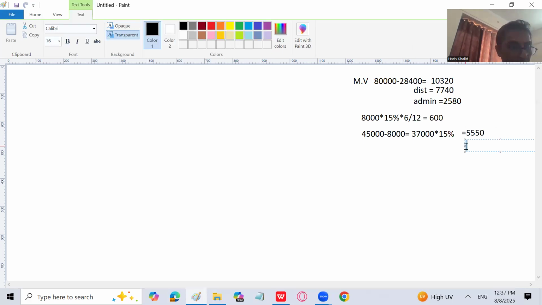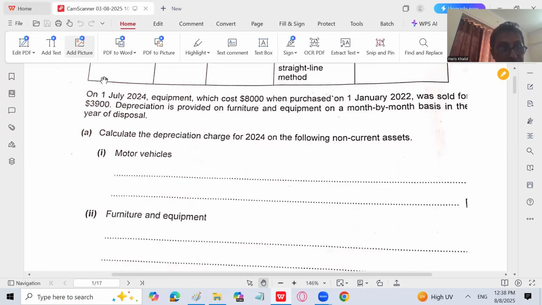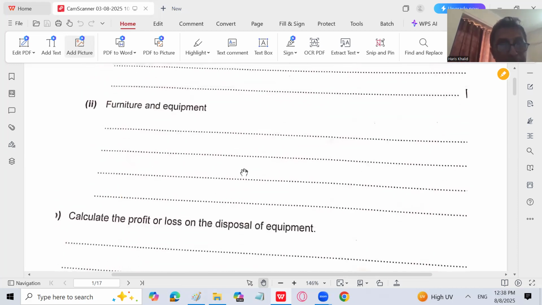All the depreciation will go to admin expenses, because it is given in the question. So we are done with that. It will be written in admin expenses, all of the depreciation. You know that office equipment is always used in the office, so it should be a part of admin and office expenses. So let's see, furniture and equipment. We are done with the depreciation.